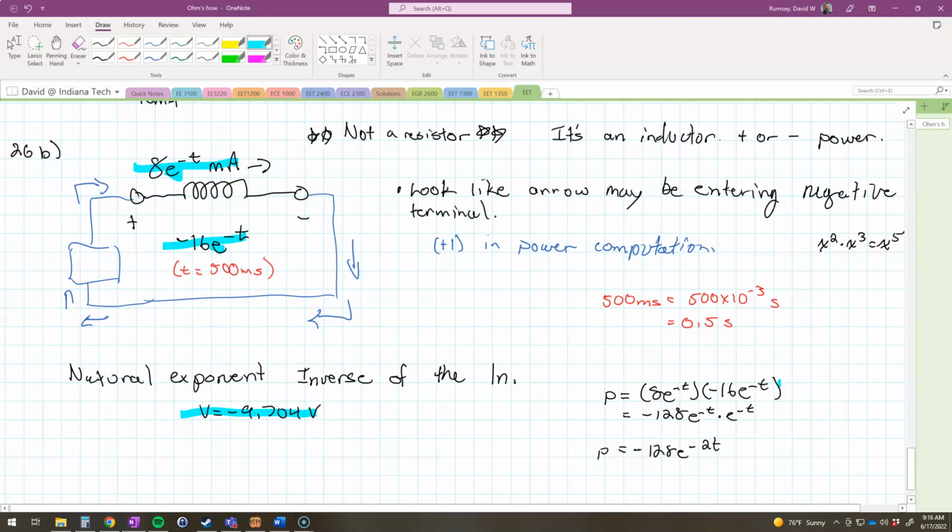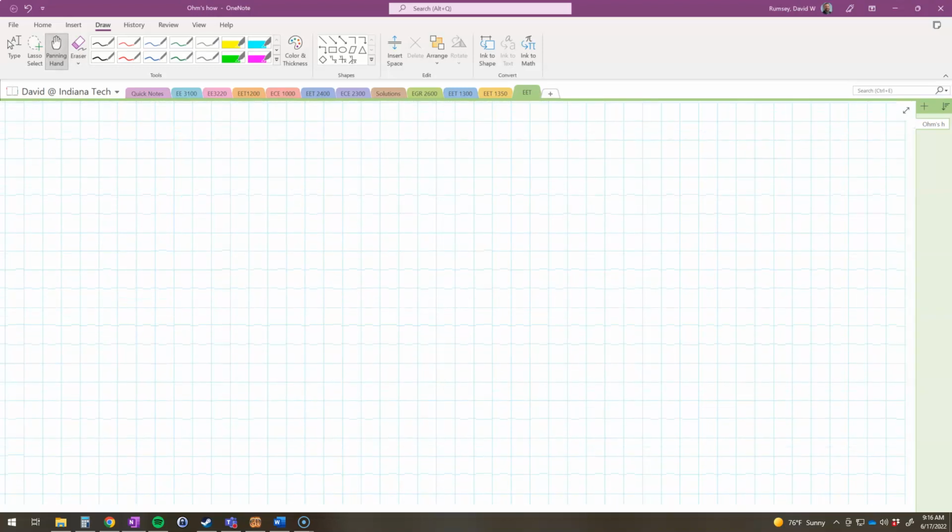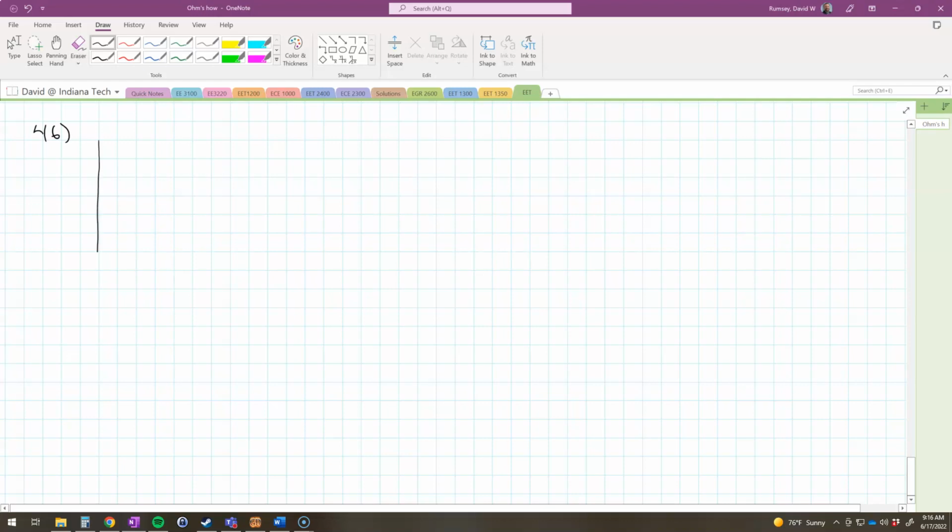Now, the other question that popped up, and I'm not going to go over it too much because obviously I want you to do this yourself, is question 46. We're given a couple of graphs here. The first one is a graph that looks like this, or it might not be the exact same thing. But the slope here is equal to the resistance.